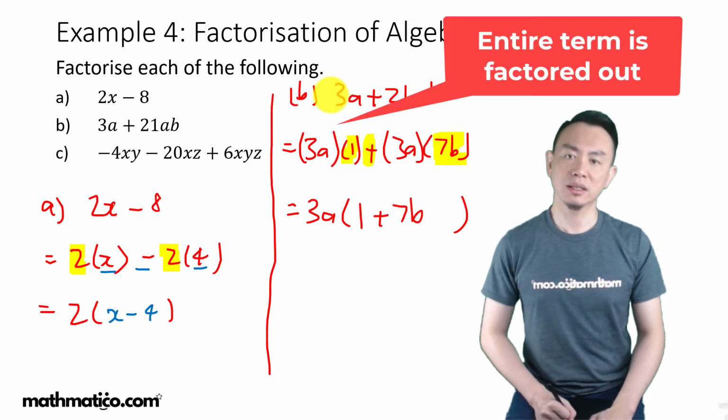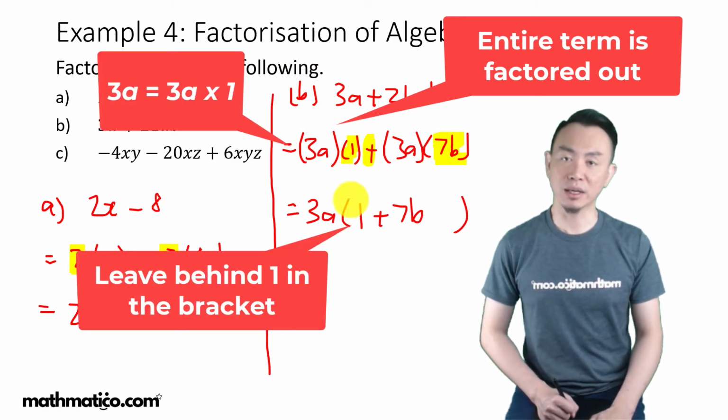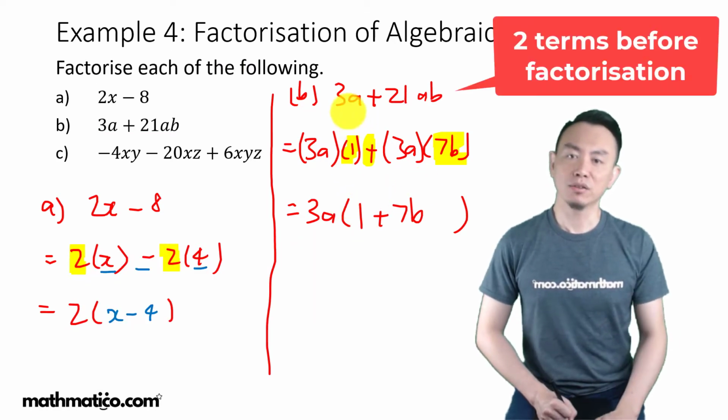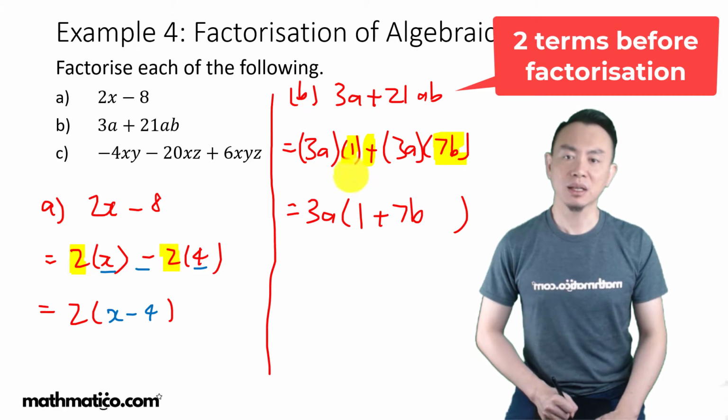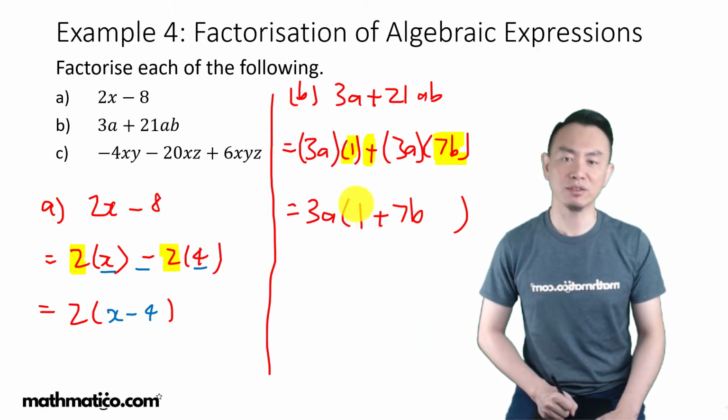So in this kind of question, if the entire term is factored out as a common factor, what's left behind in the bracket is a 1. Remember it's a 1, it's not 0. And for the expression to be factorized, in the end, the result in the brackets must have 2 terms. You cannot have just 1 term.